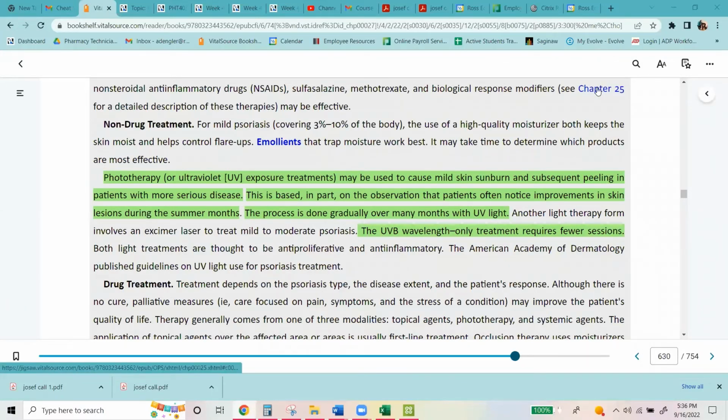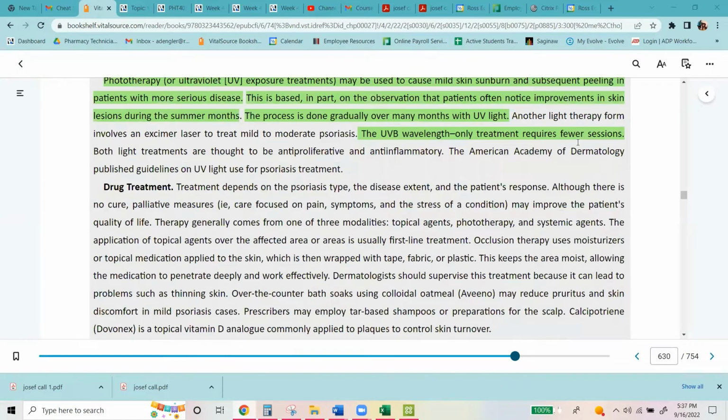For mild psoriasis, the use of a high-quality moisturizer keeps the skin moist and helps control flare-ups. Emollients that trap moisture work the best. Phototherapy or ultraviolet exposure treatments may be used to cause mild skin sunburn and subsequent healing in patients with more serious disease. This is based in part on the observation that patients often notice improvements in skin lesions during the summer months. This process is done gradually over many months with UV light.